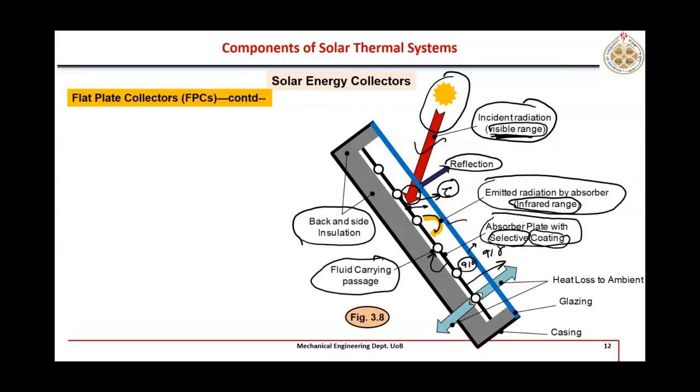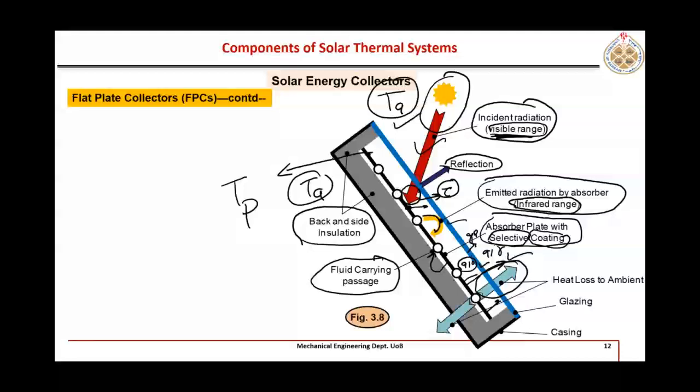There is this glass cover, so there will be a heat loss back to the ambient by convection, then conduction, and then again convection, and also by radiation, right? Because here this plate will be at high temperature, for example TP. This is ambient, which is at low temperature, right? Ambient is not only on the front, also at the back.